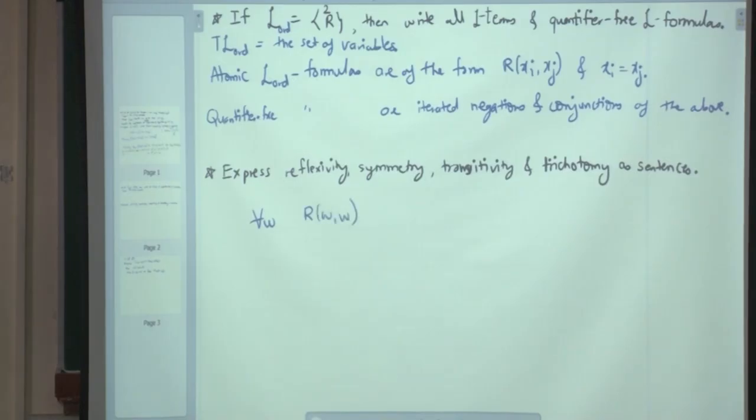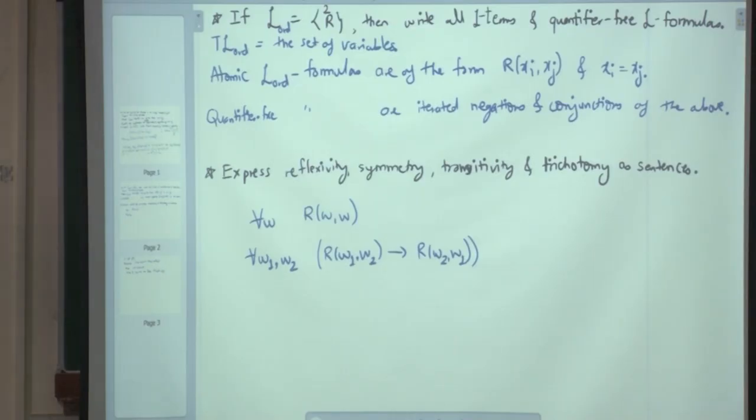So simple. Okay. How do we write symmetry? For all W1, W2, R W1, W2 implies R W2, W1, and I should put a pair of parentheses around this. You can write down transitivity and trichotomy. You all know what to do.